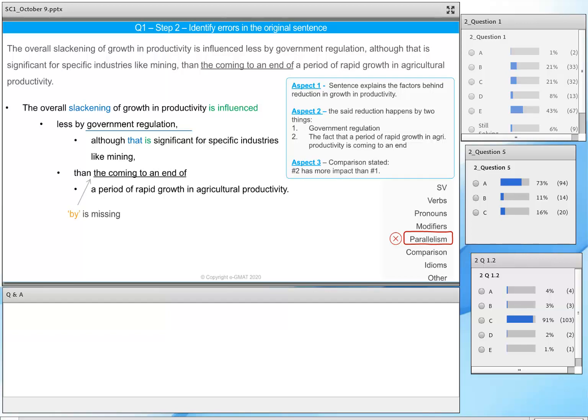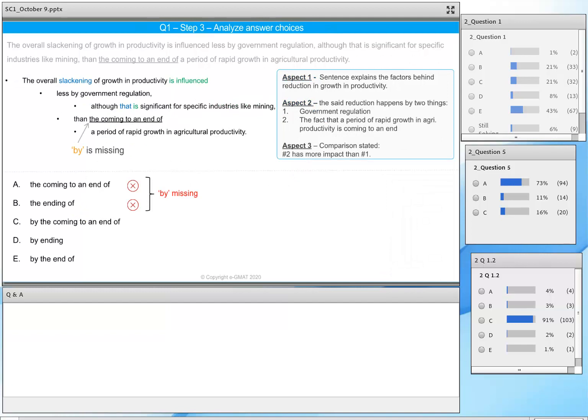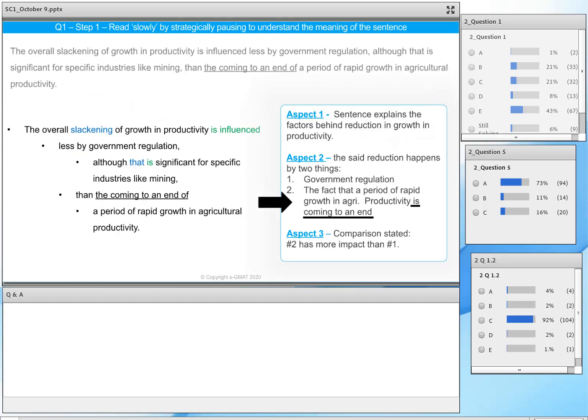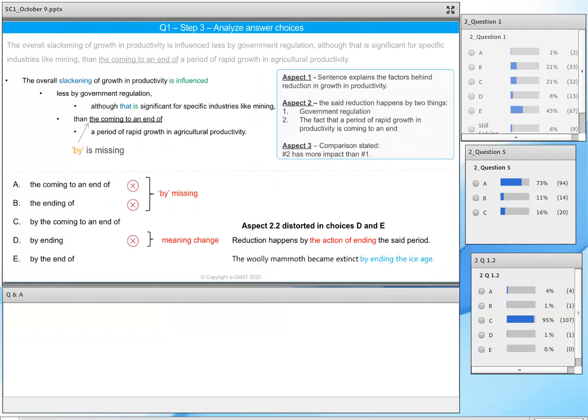And so, of course, there is a parallelism issue, and we already spoke. Most of you do not choose choices A and B. The results are right in front of you through the two polls that we have here. And so choice B is wrong. Now, original sentence keeps this the coming to an end of. It talks about that period that is slowly winding off.